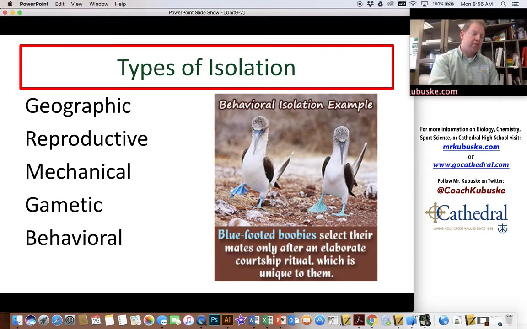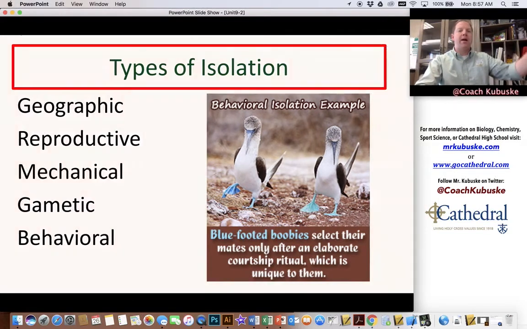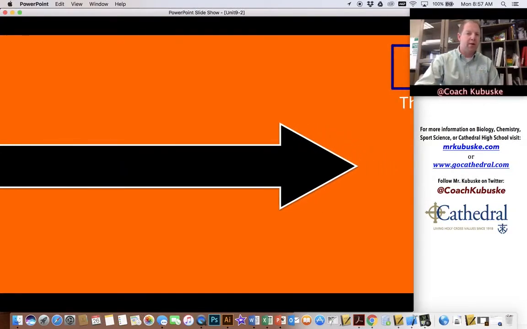I don't know if you've ever heard of the blue-footed boobies, but these are actually found on the Galapagos Islands. They're one of the things that Darwin noticed. But blue-footed boobies are separated from the other versions of the same type of bird because they have a specific type of behavior that they use in order to court their mates. And so if you have a different type of courting ritual, that might isolate you from the rest of the population as well.